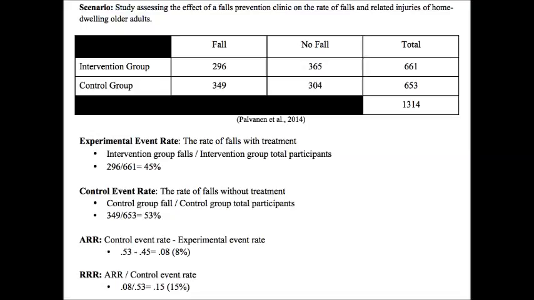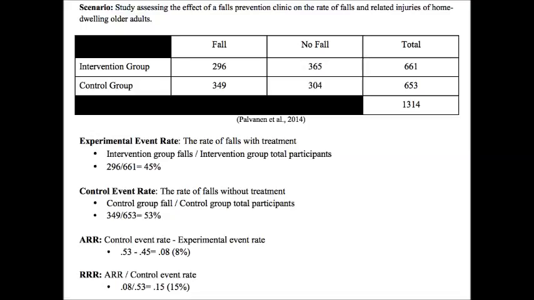falls without treatment. In order to get the experimental event rate, you will take the number of falls in the intervention group, which is 296, and divide that number by the total amount of participants in the intervention group, which is 661. When you do this, the experimental event rate will come out to about 45%.